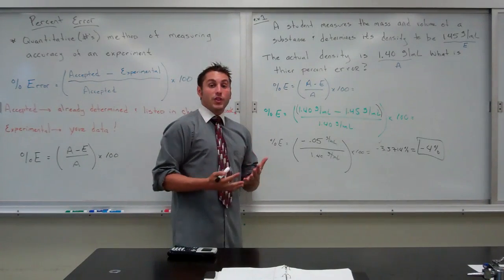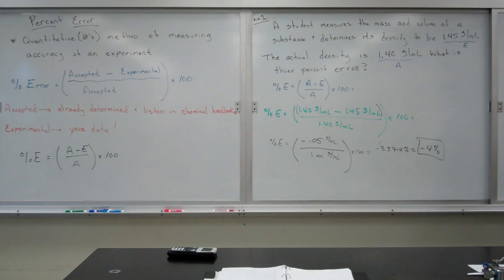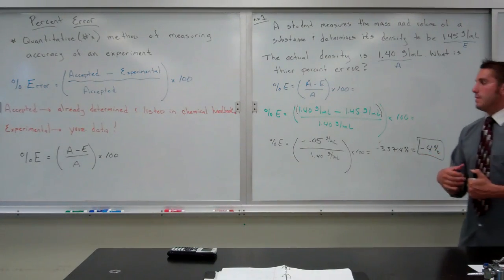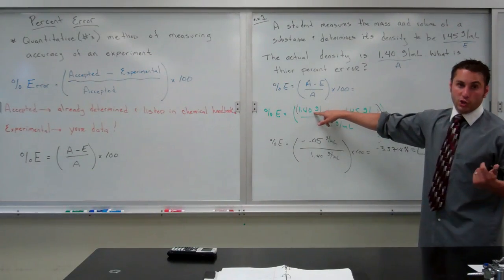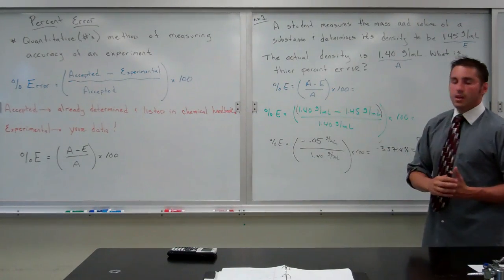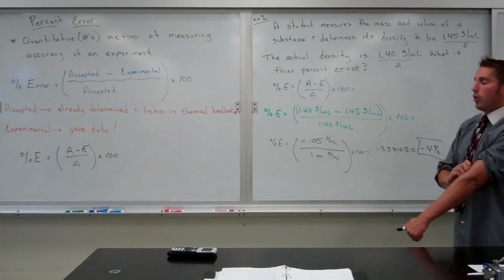As you take a look, two things I want you to understand. One, is it okay to have a negative sign? Absolutely. You can get a negative sign for percent error. Don't let that throw you off. The negative simply means that the experimental number was larger than the actual or the accepted. That doesn't mean it's any more or less wrong.